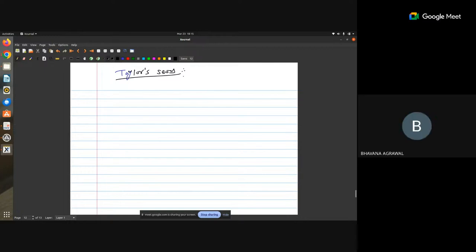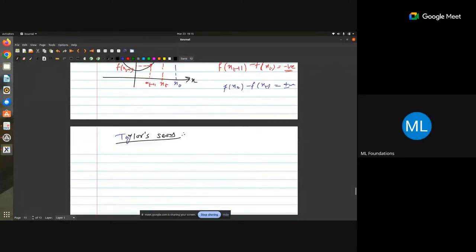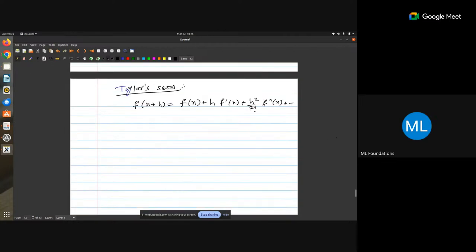The general Taylor series is f(x + h) = f(x) + h f'(x) + h² / 2! f''(x) and so on. But in this case, our h is eta times the direction, which is the descent direction we are talking about.